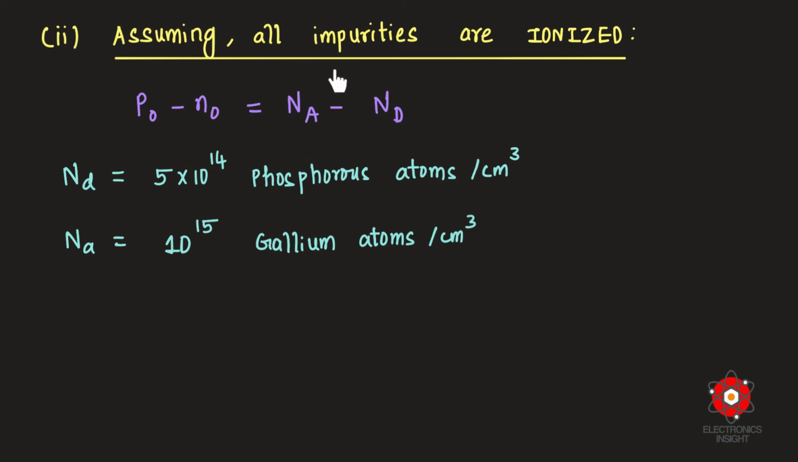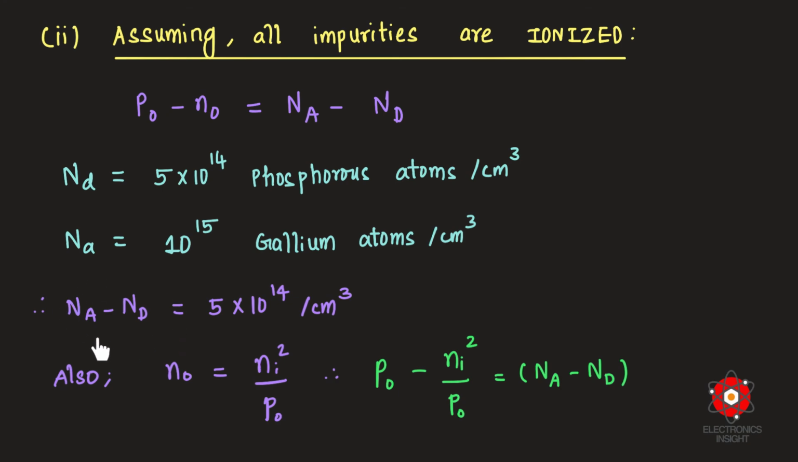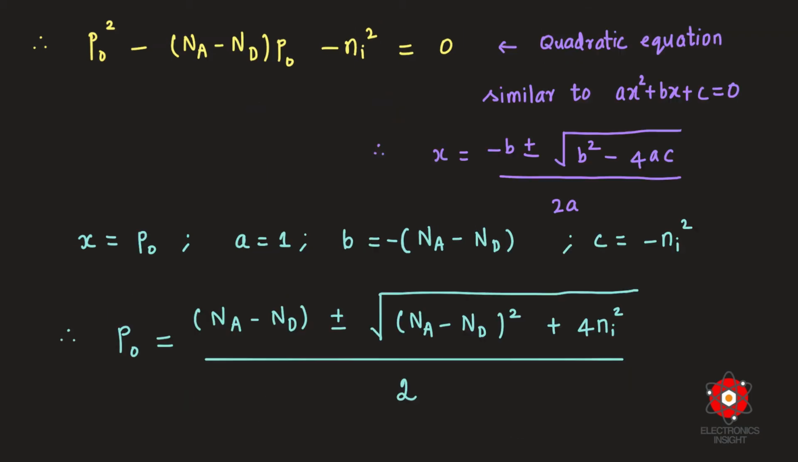Now we have to directly substitute this here and find out the difference between Na and Nd. The final value of Na minus Nd will be 5 into 10 to the power 14 per centimeter cube, and n naught can be replaced as ni squared by p naught in the same equation. After bringing all the terms towards the left-hand side, this looks like a quadratic equation similar to ax squared plus bx plus c equal to 0. We know how to solve the quadratic equation, and the solution can be given in the form x equal to minus b plus or minus square root of b squared minus 4ac by 2a. Maybe you will get two values. We can just go with the positive value.